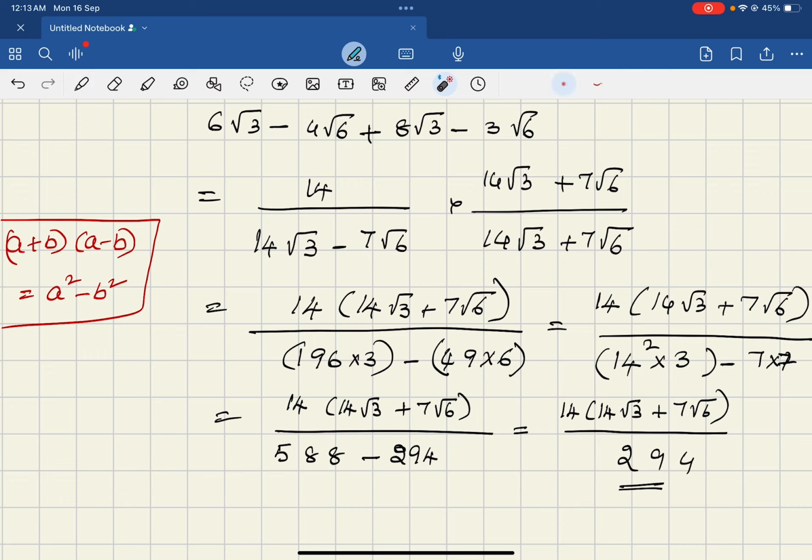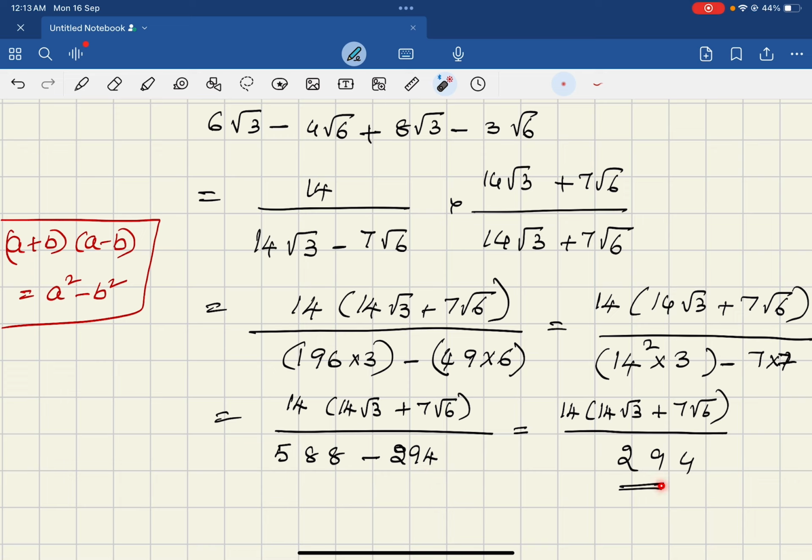So now it is 14 root 3 into 14 root 3. 14 square, by this time you should remember, is 196, and root 3 into root 3 becomes 3, minus 7 square is 49 into root 6 into root 6 becomes 6. So now the numerator will be as it is. The denominator now is 196 into 3, which is 588, minus 49 into 6, which is 294. So this minus this gives you 294.